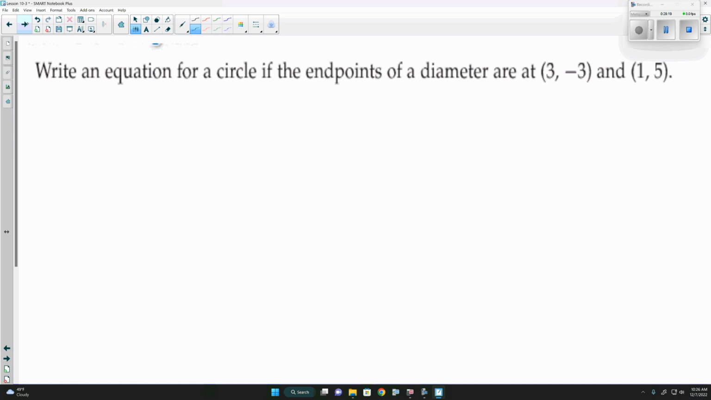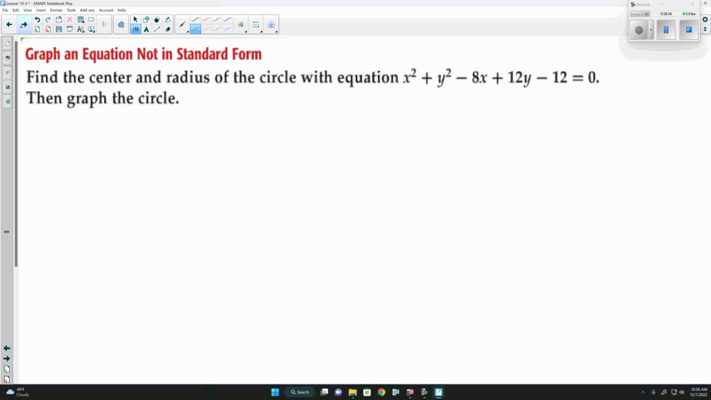Do we need to see another example of finding the equation given the endpoints? Find the center and the radius of the circle given the equation. Now we're not going to graph this one here, but we are going to find the center and radius. So this here, I think, is the last one that we'll look at.